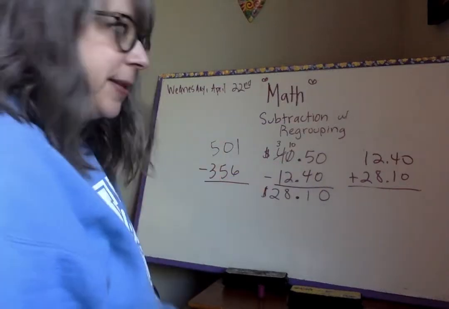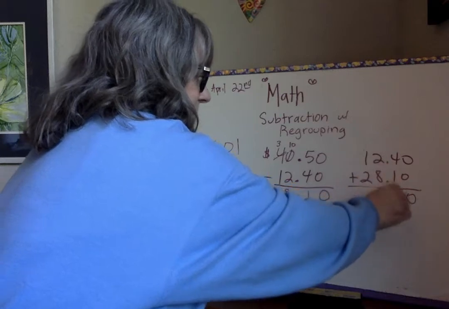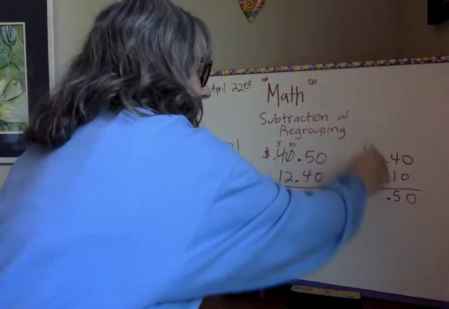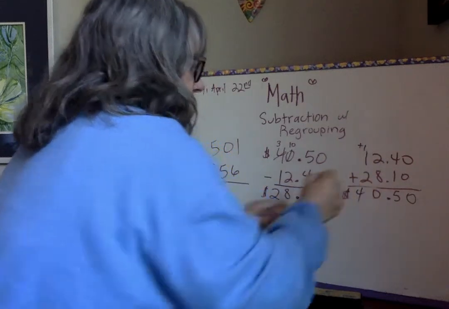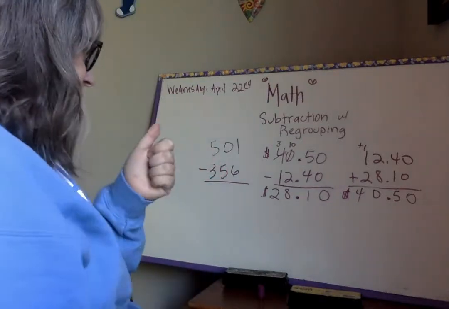$28.10. Let's add them up and see if we're right. 0 plus 0 is 0. 4 plus 1 is 5. We're going to bring down that decimal. 8, 9, 10. 1, 0. 2, 3, 4. $40.50. All right, rock on. Let's keep it moving.